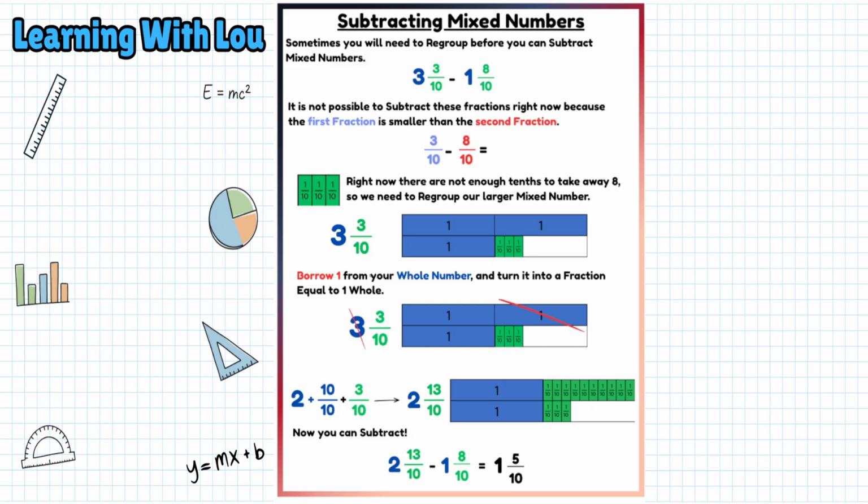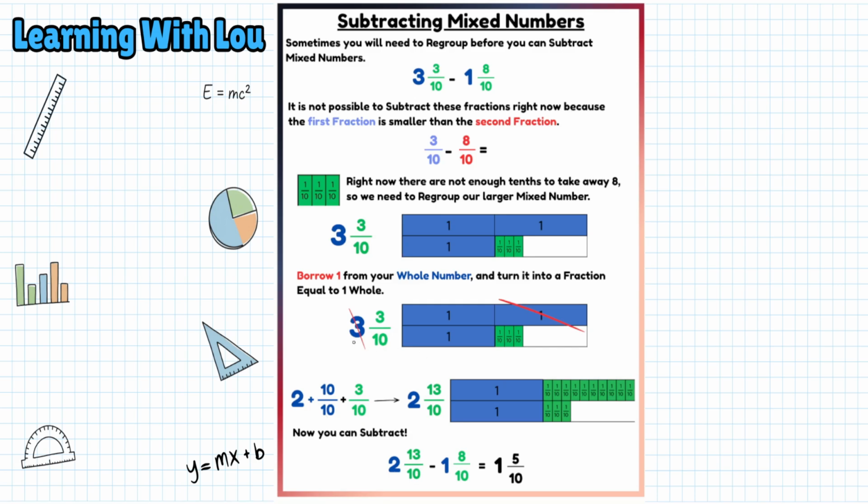What you're going to do is borrow 1 from your whole number. So this 3 that we have here, we're taking one of these wholes away, and we're actually going to turn it into 10 more tenths. So when you get one whole, you could actually turn it into 10 tenths. Remember, anytime you have the same numerator and denominator, it's equal to one whole.